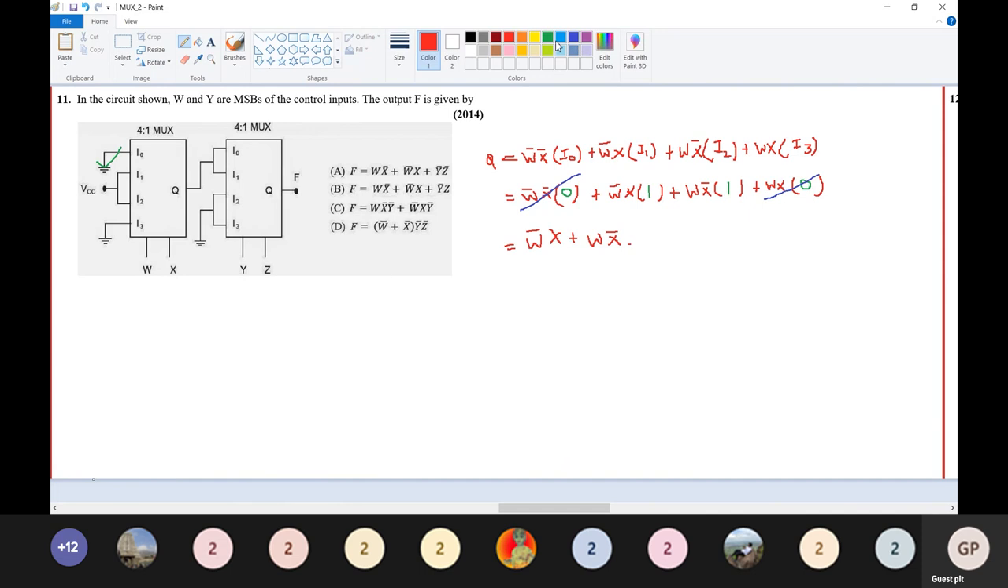Okay, yes. So now similarly, we move to the second multiplexer. Your selection lines here are Y and Z. So the output is Y dash Z dash into I naught plus Y dash Z into I one plus Y Z dash into I2 plus Y Z into I3.